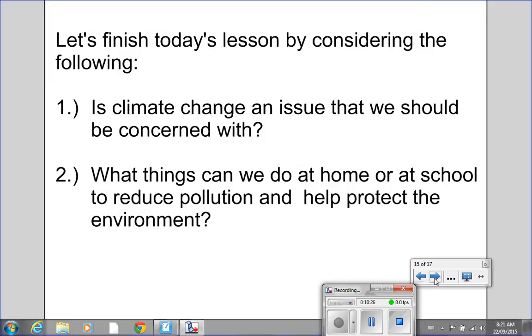Okay, so I'm going to leave you with a couple of questions to work on at home, and then we'll discuss them in tomorrow's class. Here's the first question. Is climate change an issue that we should be concerned with? And two, what things can we do at home or at school to reduce pollution and to help protect the environment? So you're going to put the video on pause so that you can write down your responses to these two questions. We will discuss them in class tomorrow.